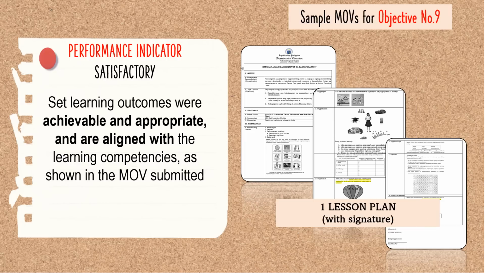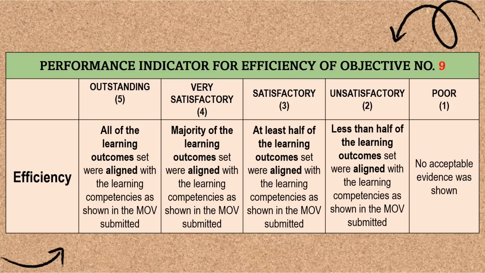So, ibig sabihin, if you chose to attach only one lesson plan for this objective, si teacher ay makakakuha ng rating na satisfactory. Kasi sa satisfactory, nakalagay na set learning outcomes were achievable and appropriate and are aligned with the learning competency as shown in the MOV submitted. These are the performance indicators for efficiency of objective number 9.